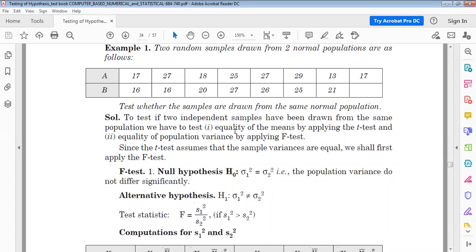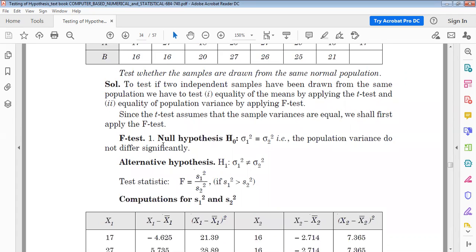We have to test, first of all, equality of the means by applying the t-test, and secondly, equality of population variances by applying the capital F test. Since the t-test assumes that sample variances are equal, we shall first apply the capital F test. For the F test, the null hypothesis is that the first sample variance and second sample variance are equal. That is, the population variances do not differ significantly.